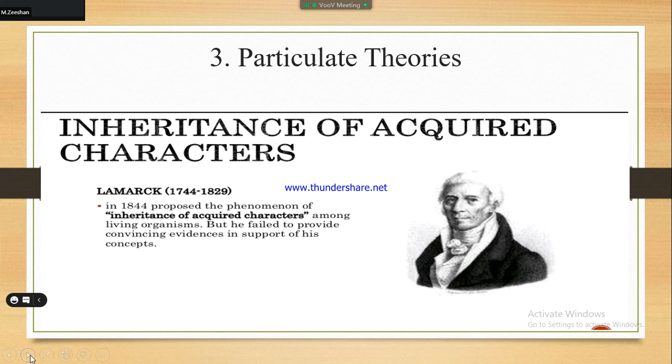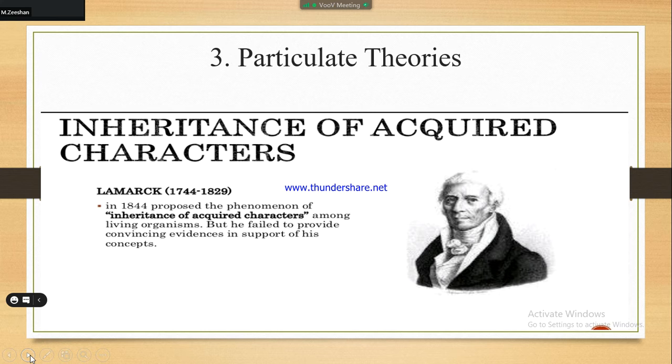Basically, this is the era in which genetics and scientists play a great role. The first one is Lamarck. Lamarck presented the inheritance of acquired characters. According to Lamarck, 1744 to 1829, the inheritance of acquired characters is present among living things. But he failed to provide evidence in support of his concept, so his theory was rejected.